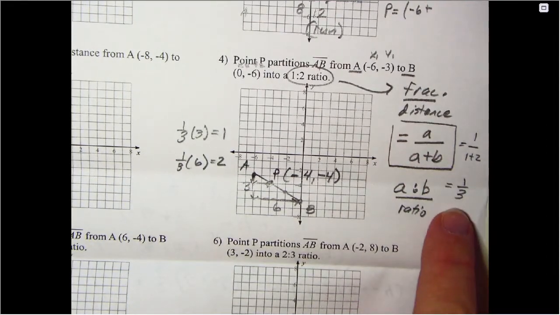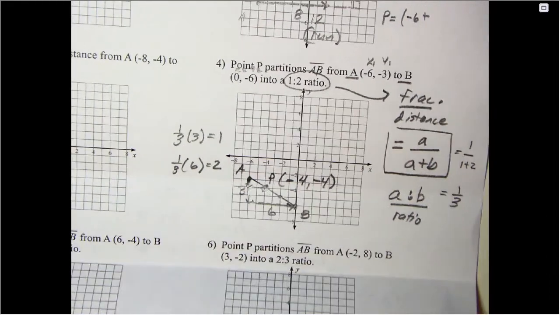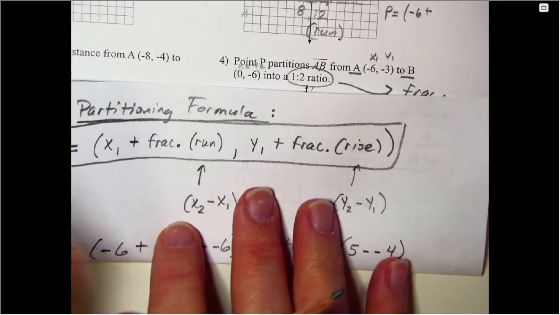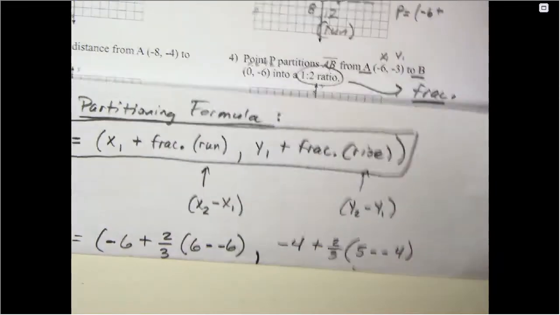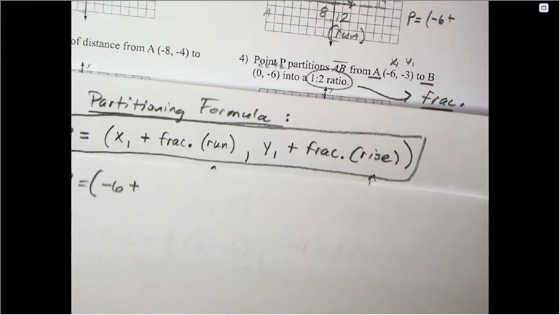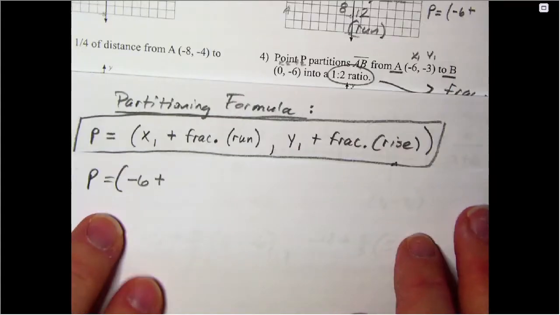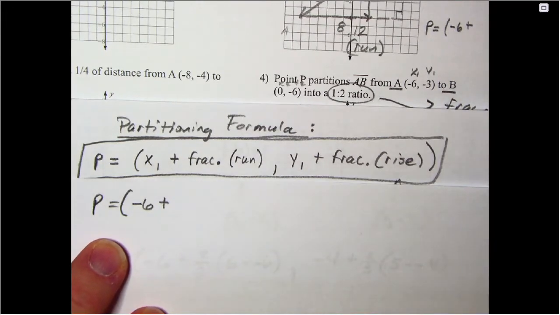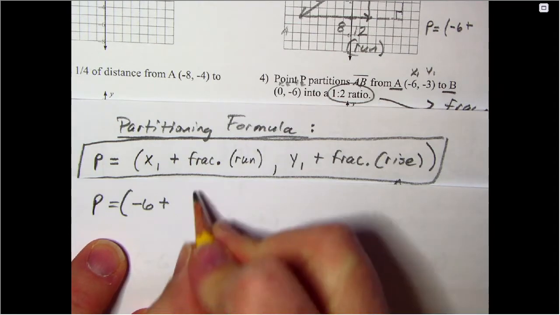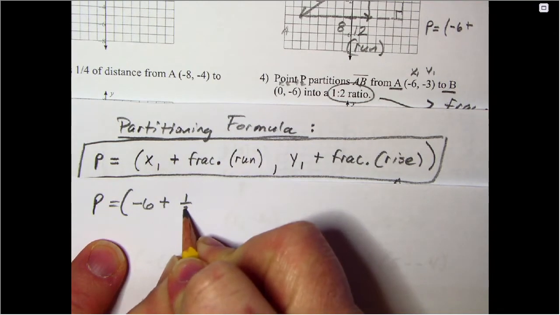So the fraction we're going to use in this problem is 1/3. We always have to change it to that fractional distance. In your partitioning formula, where you see the word frac, they're talking about the fractional distance. In this case, my fractional distance was 1/3.